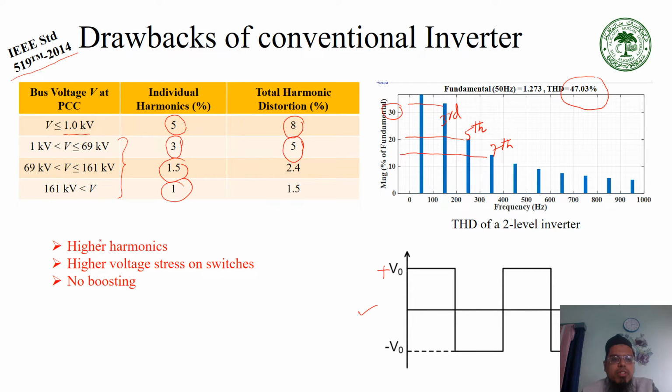So the problem with this two-level inverter is that it has got higher harmonics, and higher voltage stress is there on the switches. You could see that since voltage is switching between plus V0 and minus V0, this entire stress has to be borne by one or two switches that are present in the conventional two-level inverter.